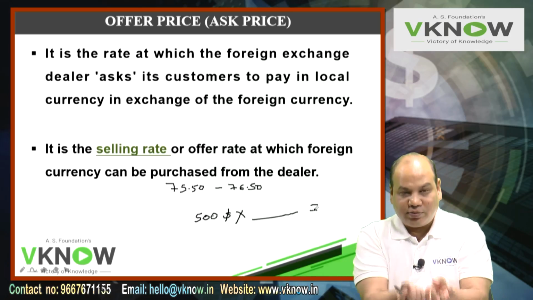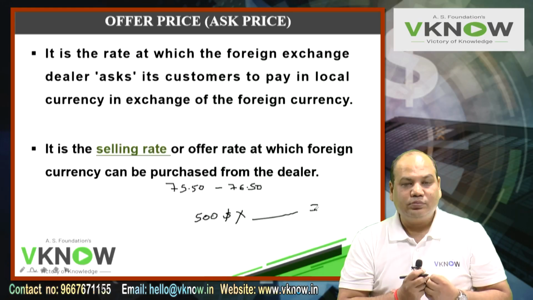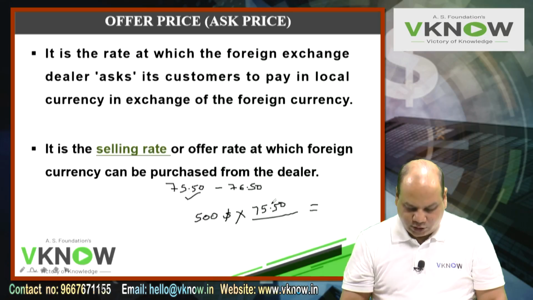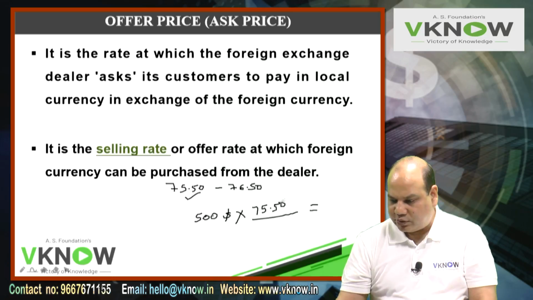Now the bank is buying dollar from you. The bank is buying dollar from you. So the bank will give you at the rate of 75.50. So 500 into 75.50, the bank will transfer 37,750 rupees in your account.